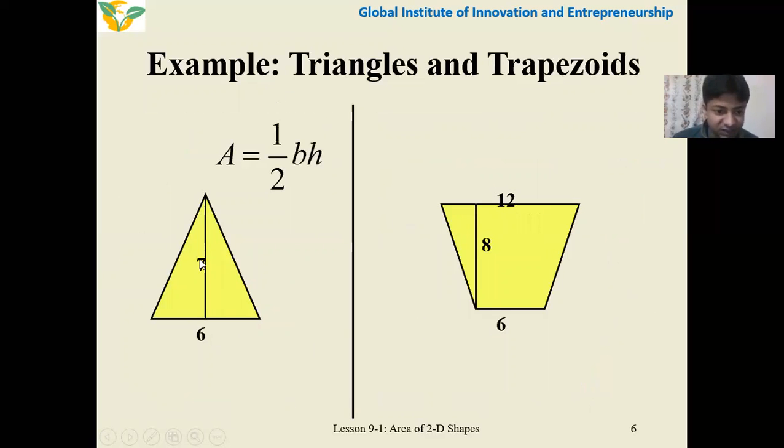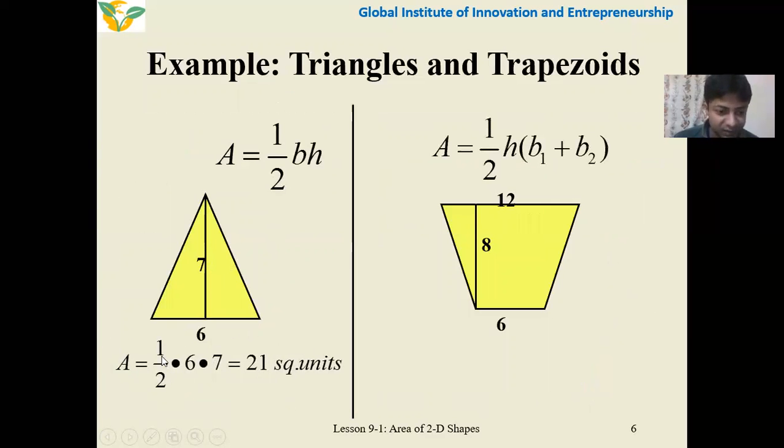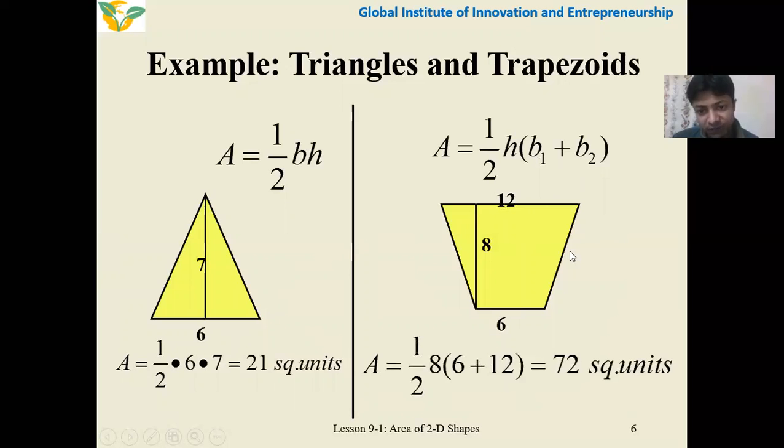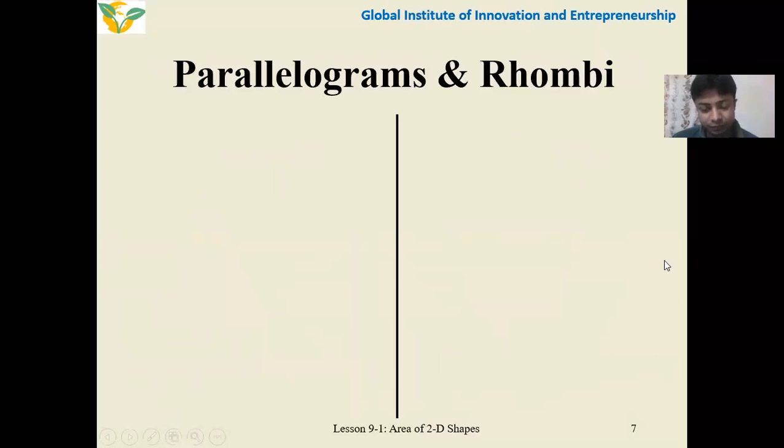Suppose this is 6 and this is 7, means the base is 6 and the height is 7 for this triangle, then you calculate the area of the triangle by 1 by 2 into base into height. So you will get 21 square units. In order to calculate the area of a trapezium, the distance between the two parallel sides is 8. So you will put 8 here, and B1 plus B2. This is 6 and this is 12. So 6 plus 12, 18, into 8 into 1 by 2. You will get 72 square units of area for this trapezoid structure.